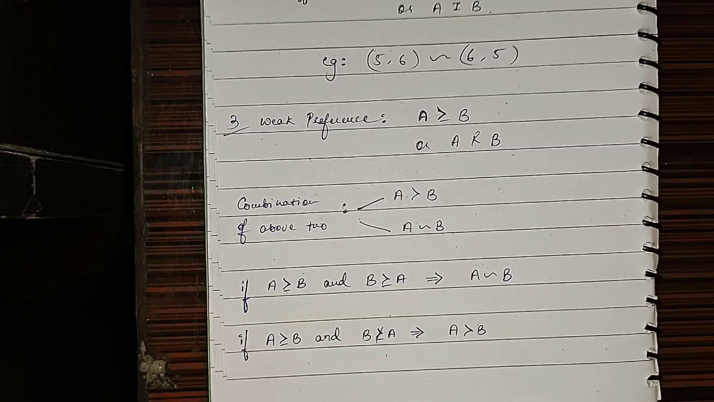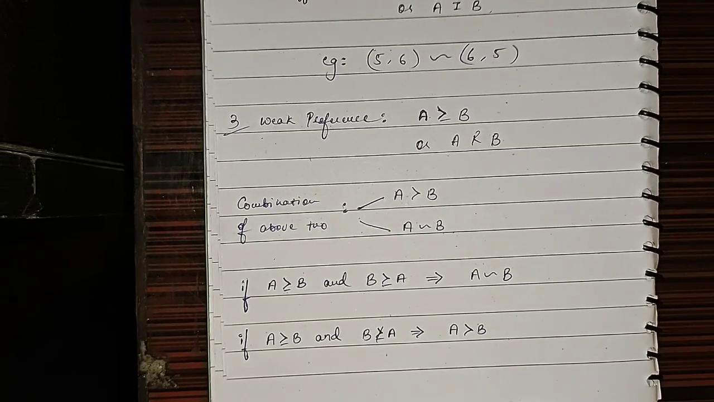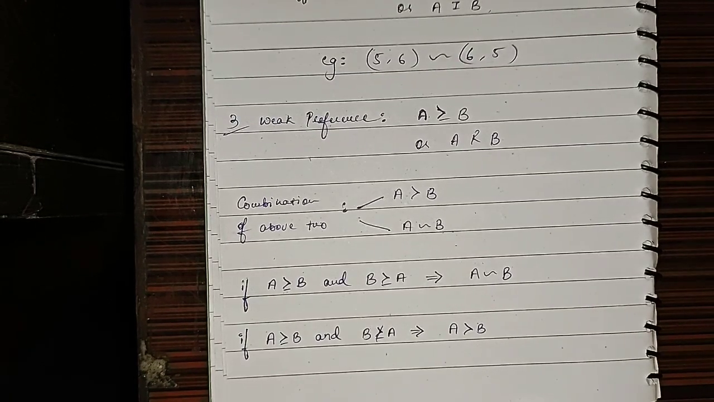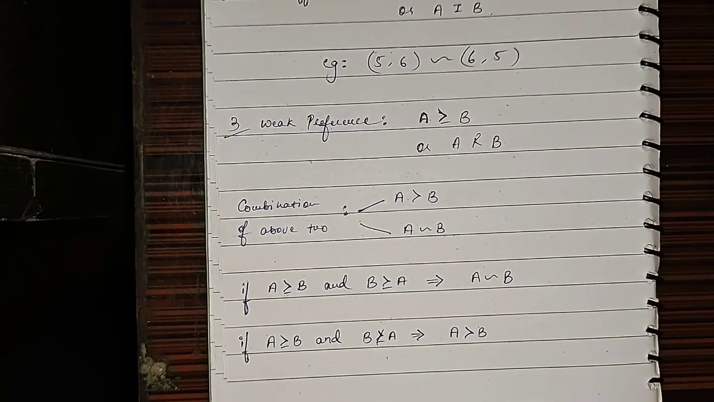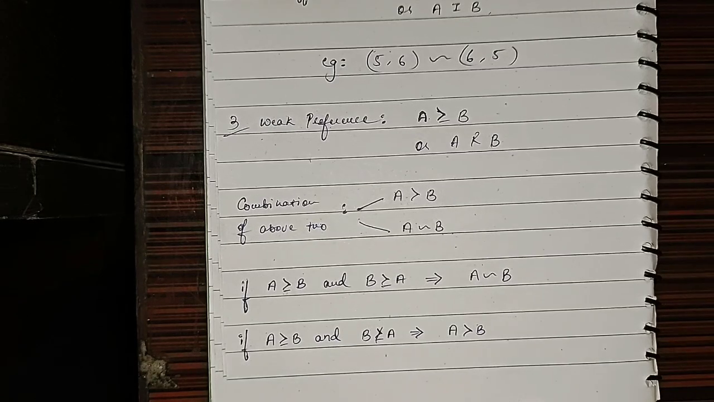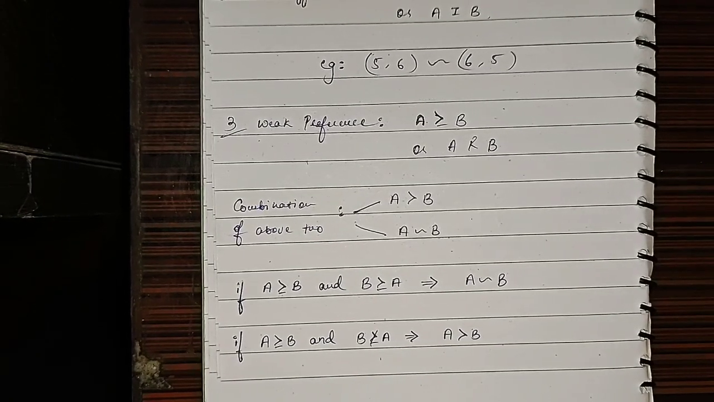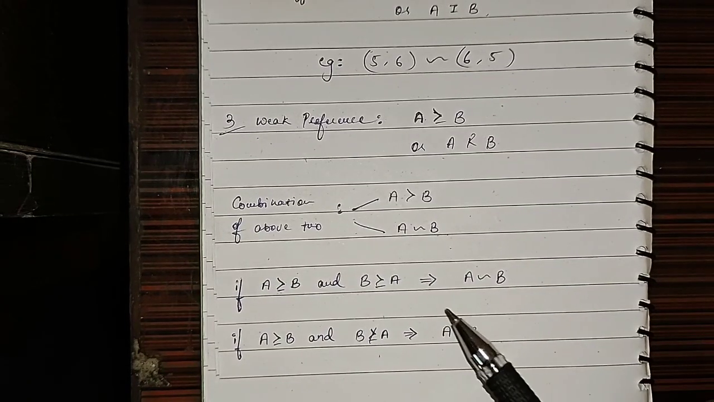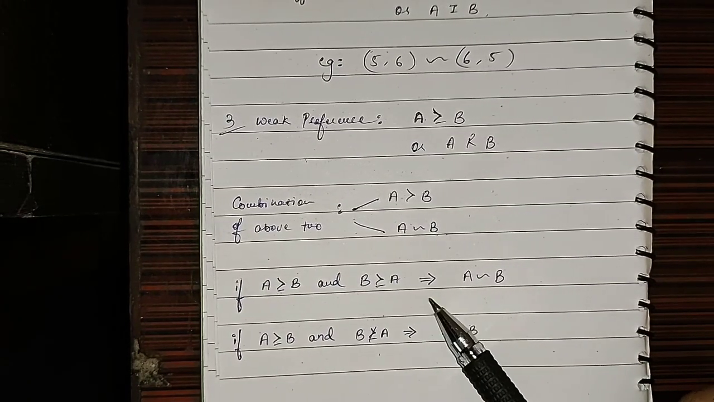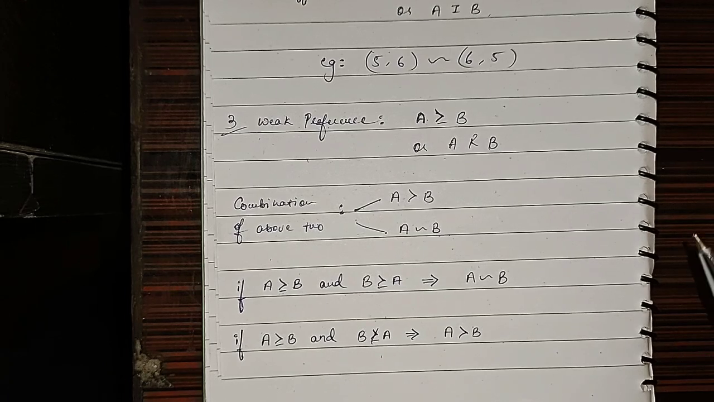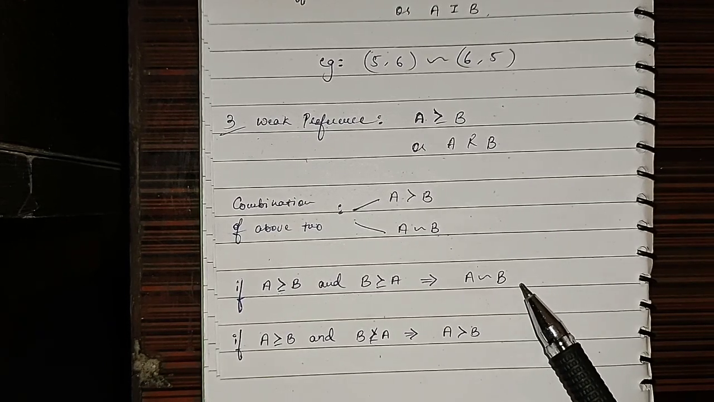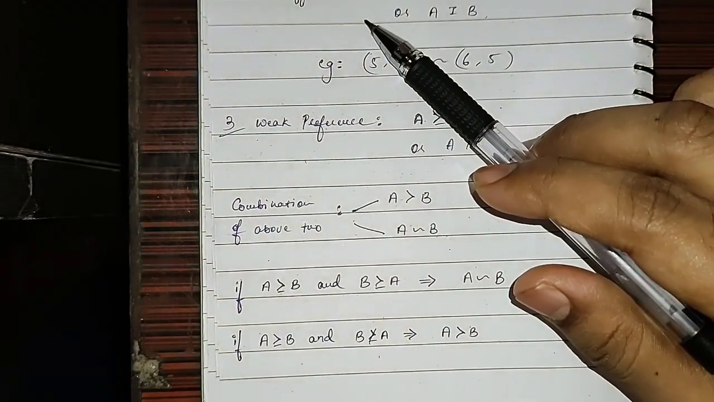So what is the hidden implication here? The consumer is saying that A is at least as good as B, and B is at least as good as A. So the hidden implication here is that the consumer believes A and B both will give him the same amount of utility if he consumes either of them. So by this, we can conclude that A is indifferent to B, meaning this scenario points us back to the indifference scenario.